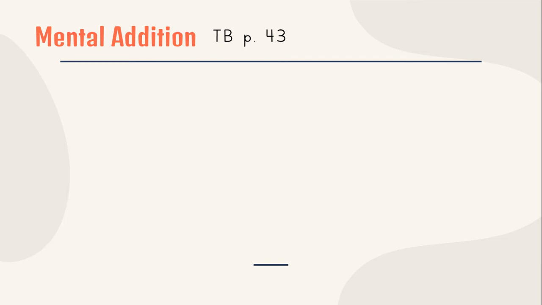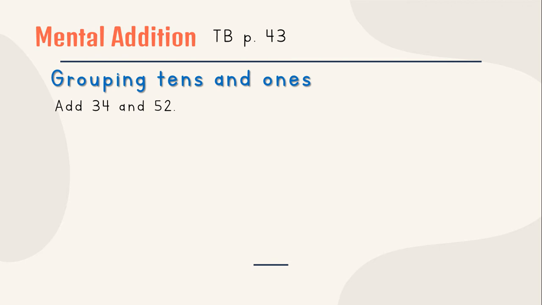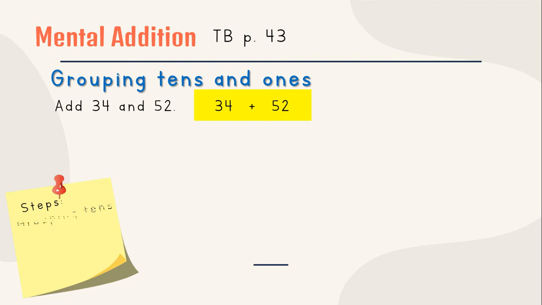Please open your textbook, page 43. We're going to do grouping tens and ones. So this is the first one. Add 34 and 52. So look, we have 34 and 52. The first step will be grouping tens. Are you familiar with this one? Yes, this is what we call number bonds. You have learned about number bonds in Primary 1. And now we're going to use it again in Primary 3.